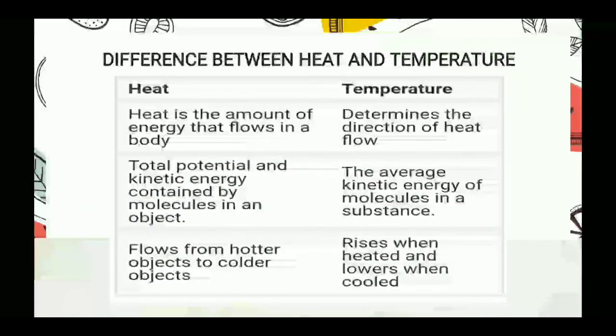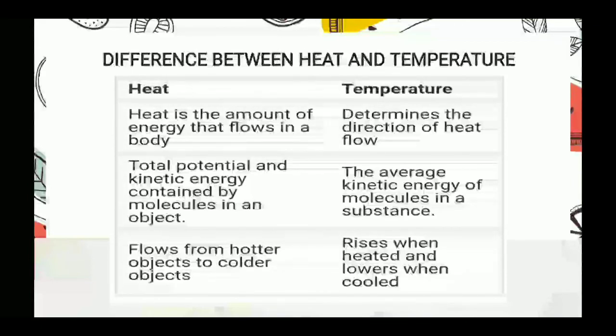Here are some differences between heat and temperature. We all think that heat and temperature are similar, but that is not the case. Both the terms are completely different from each other. So let us discuss some points. Heat is the amount of energy that flows. Heat is just an energy, whereas temperature is the thing which determines the direction of the flow of the heat energy. So what is the heat flow direction?